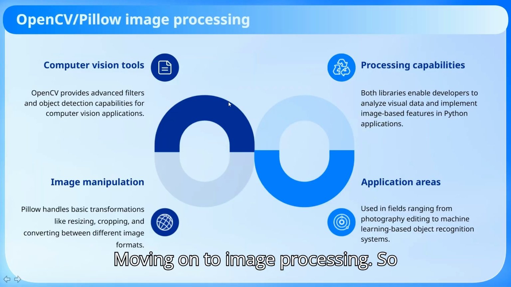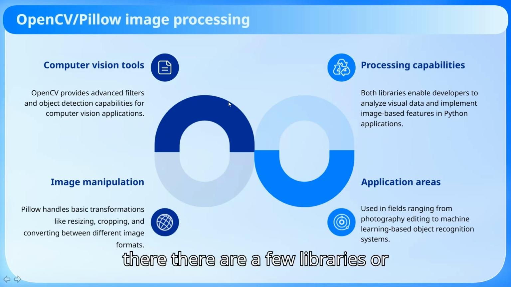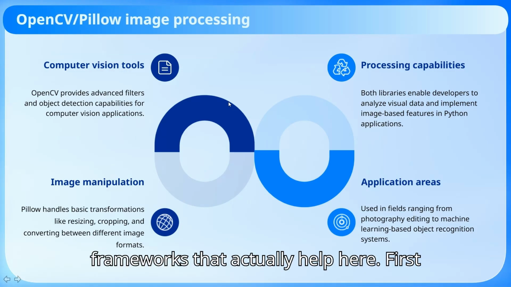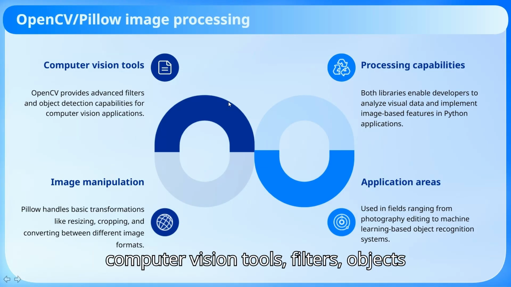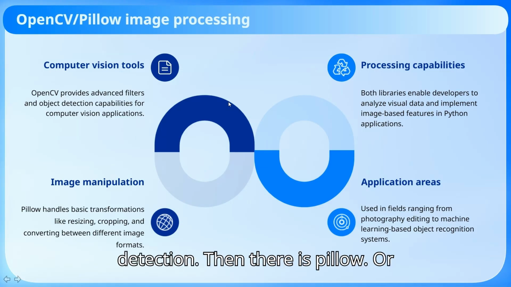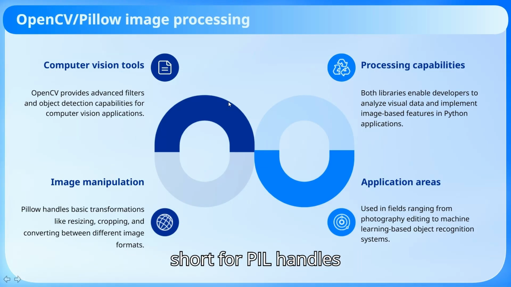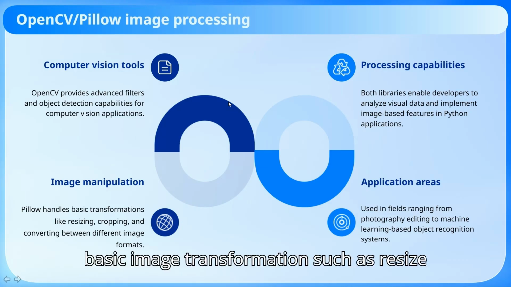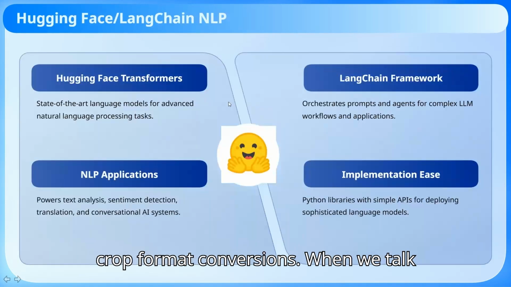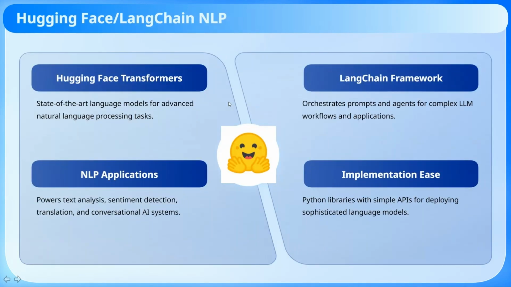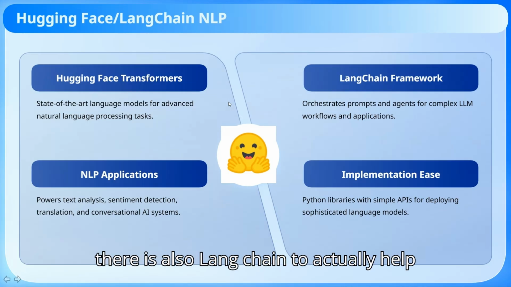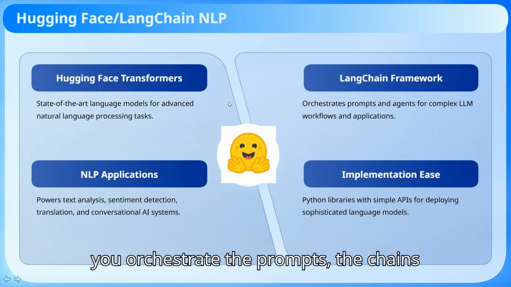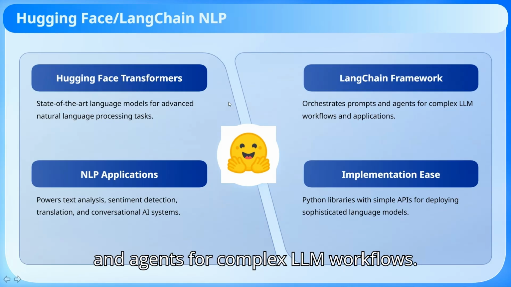Moving on to image processing. There are a few libraries or frameworks that help here. First is OpenCV. This gives you computer vision tools, filters, and object detection. Then there is Pillow, short for PIL, which handles basic image transformations such as resize, crop, and format conversions. When we talk about NLP and LLMs, there are Hugging Face Transformers for state of the art language models. And there is also LangChain to help you orchestrate the prompts, chains, and agents for complex LLM workflows.